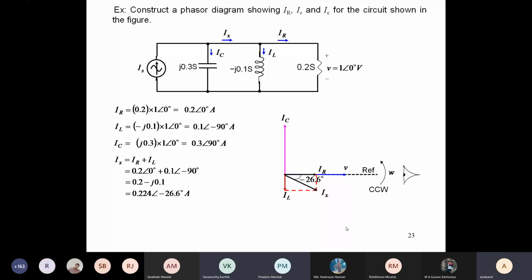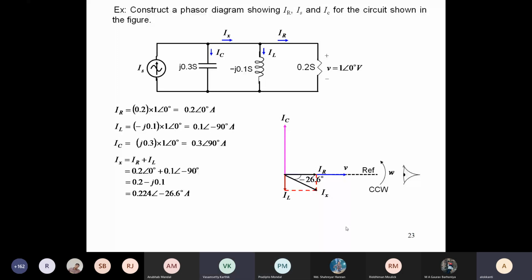Sir, will there be any potential difference across the inductor due to the current source? Yes. Why? Across the inductor, resistor and capacitor, all are in parallel. So I have given you the potential across the resistance, and that is actually the starting point. We are gradually calculating backwards to find out the current source. That is the question.